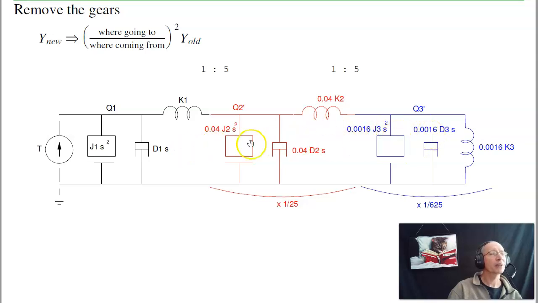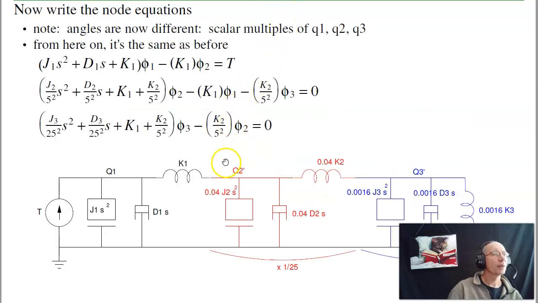Now I can write the node equations for the net system without the gears. And note, I've got a prime on these. That's not actually theta 2. That's not actually theta 3. These are scalars, scaled multiples. They're scaled by the turn ratio. And now I can write the node equations.